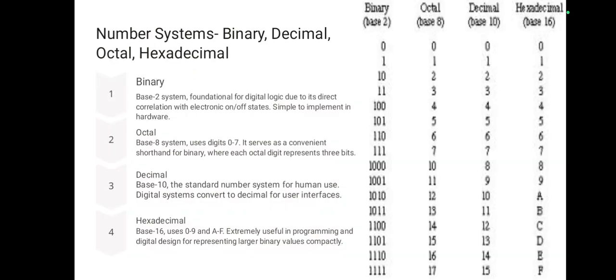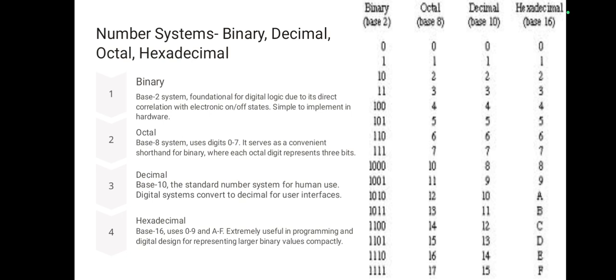Next, we come to the basic number systems, that is the decimal, binary, octal, and hexadecimal number systems. Binary number system is a type of number system with a base radix of 2. It is foundational for digital logic due to its direct correlation with electronic on-off states, simple to implement in hardware. Next, we have the octal number system. The octal number system is a type of number system with a base radix of 8, uses digits 0 to 7. It serves as a convenient shorthand for binary, where each octal digit represents 3 bits.